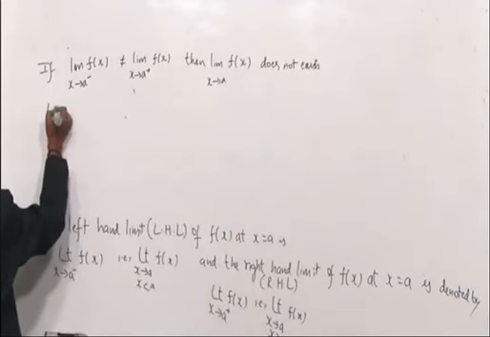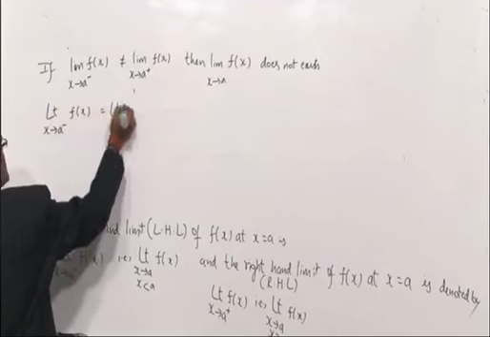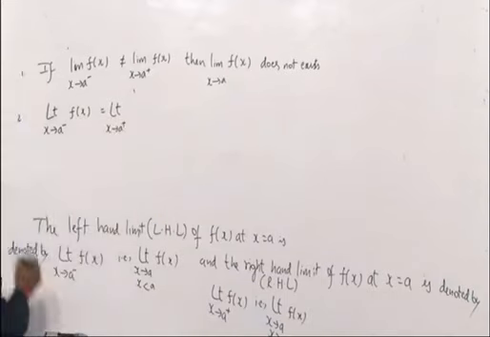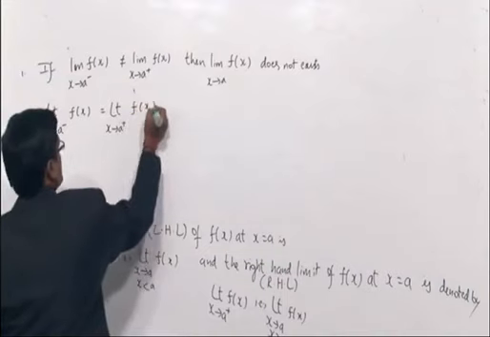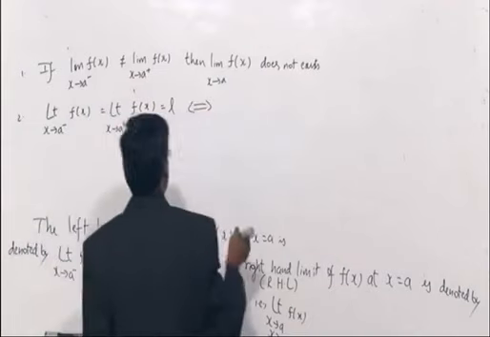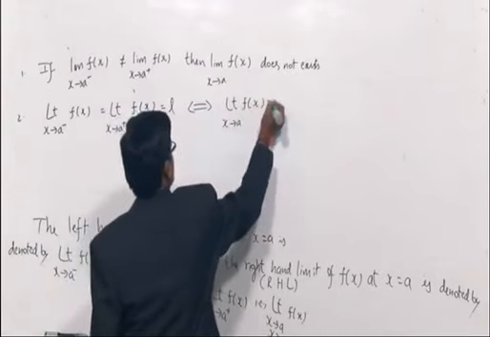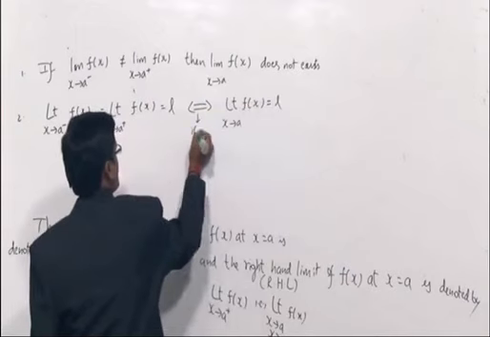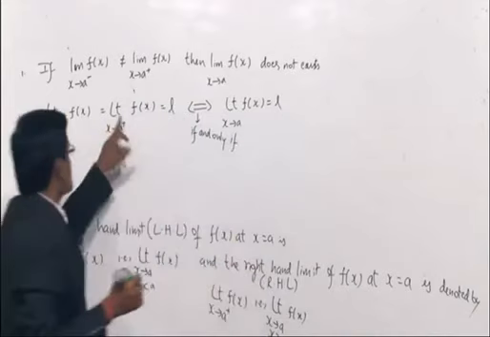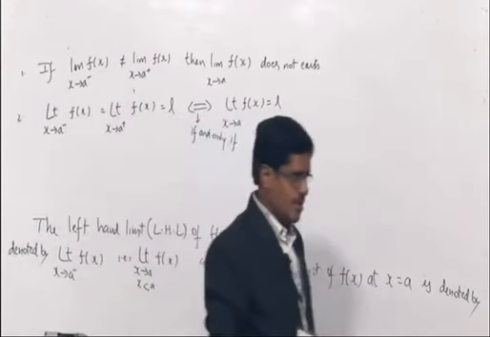Next, the limit as x tends to a minus of f(x) is equal to the limit as x tends to a plus of f(x), both equal to some number L, if and only if the limit as x tends to a of f(x) is equal to L. Sometimes I write LT and other times LIM. This symbol stands for equivalence, or if and only if. So this is the meaning of if and only if: both sides exist. Whenever the original limit value is equal to L, its left and right limits are also equal to that L. Whenever the left and right limits are equal to that L, the original limit value is also L. These are one-sided limits.